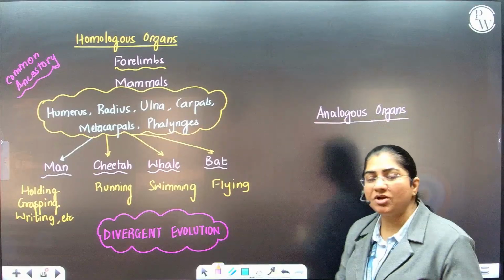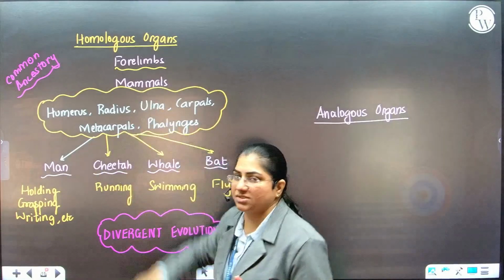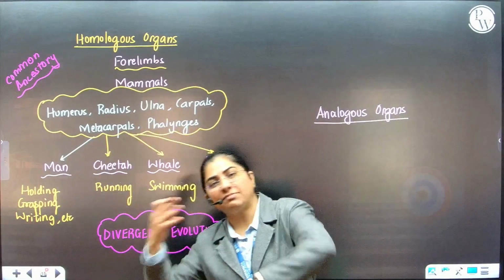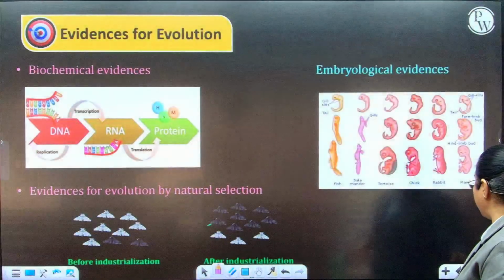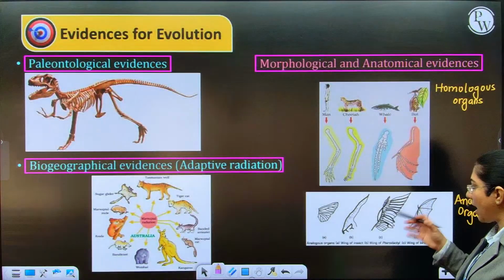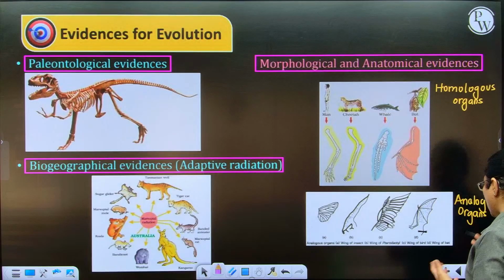Now when we are talking about analogous organs, here we saw that the functioning is different, the structure is the same. Analogous organs is absolutely vice versa. Let us again take the same example which is given in the NCERT, wherein they are talking about the wings of butterfly, the wings of bat, and the wings of a bird.